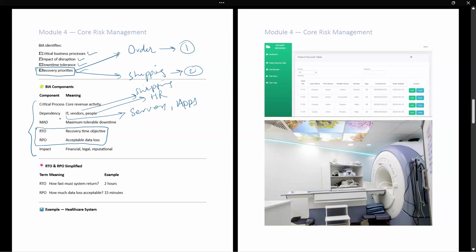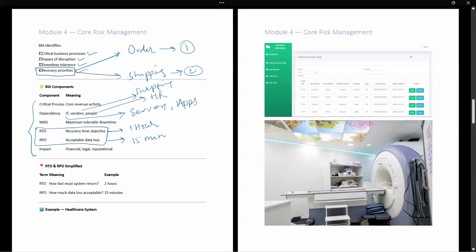Recovery time objective and recovery point objective. Recovery time objective is how soon you can recover from a broken activity, maybe from a failed system. This could be like 1 hour. Recovery point objective is how much data you can lose. This could be maybe 15 minutes of data you might lose.